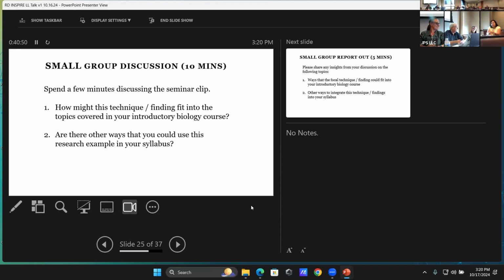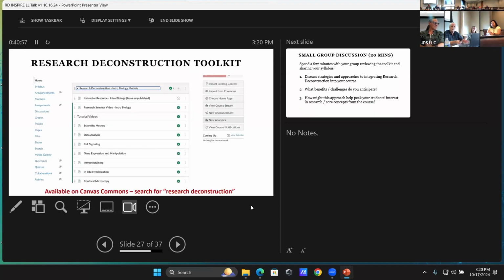I think maybe I'll just introduce our module. We've created a toolkit for each one of our modules. It's available on Canvas Commons. The chemistry one is still under construction, but should be up fairly soon. We have the introductory biology and general biology modules available.